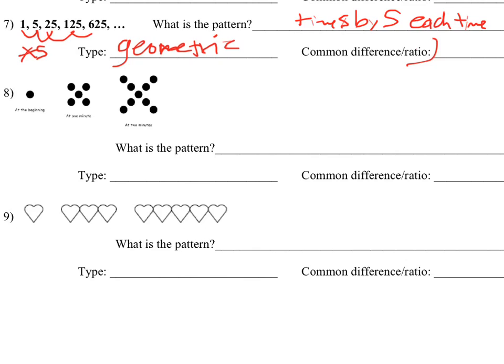And so since it's geometric, we're going to have a common ratio. To get that, you can take any term and divide by the previous one, which will give you 5 in this case.